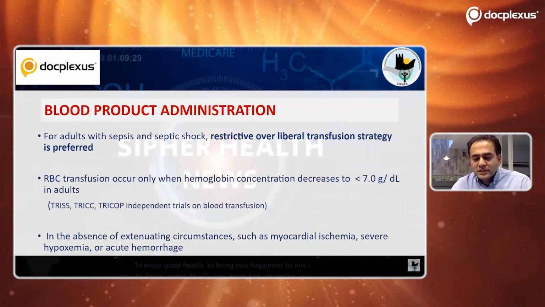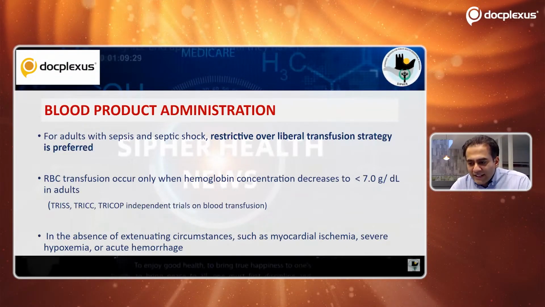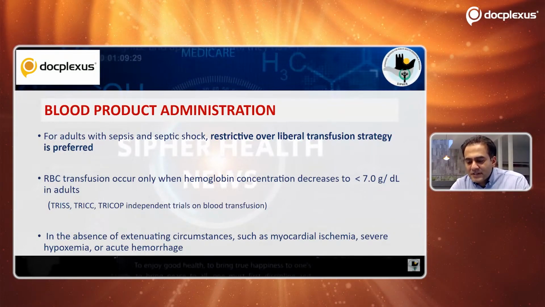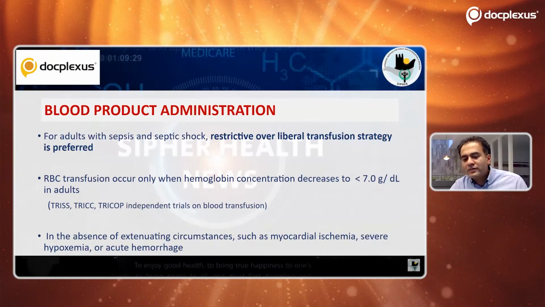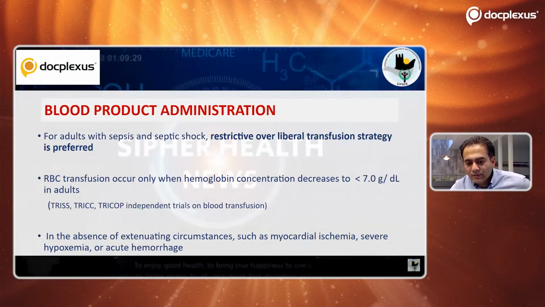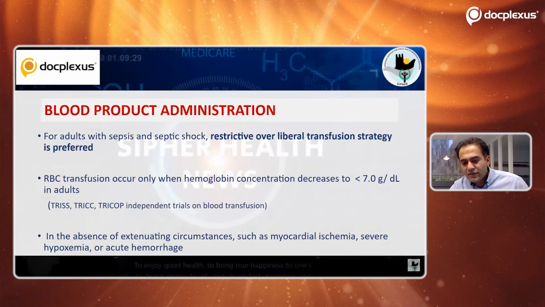Blood product administration. So one thing has changed. Rivers et al. at that time used a trigger of 10. But now we are moving towards restrictive rather than liberal therapy. The cutoff that we have kept in our ICU now is 7 grams. And this has been proved in the TRISS trial.